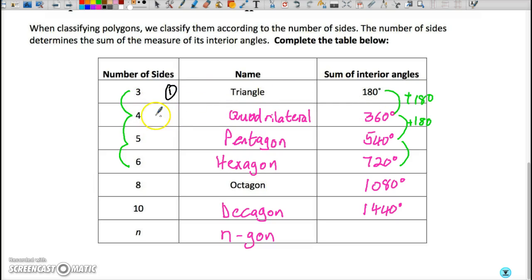A quadrilateral has 4 sides and can be divided into 2 triangles. Pentagon, 5 sides, 3 triangles, and hopefully what you realize is that the number of triangles in a figure is always 2 less than the number of sides, and this allows us to generalize the rule to n minus 2 times 180 to get the sum of the interior angles of a polygon.